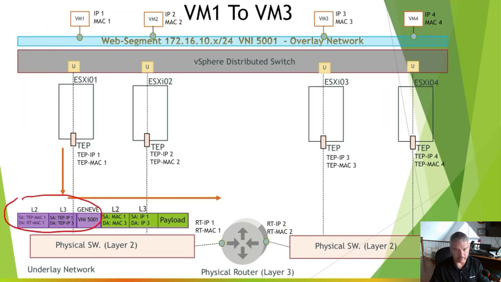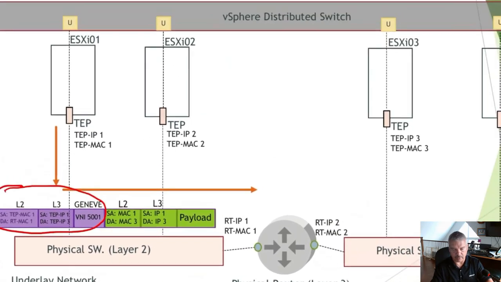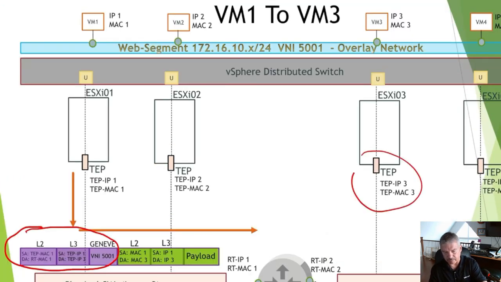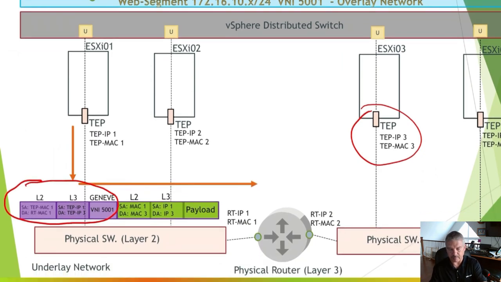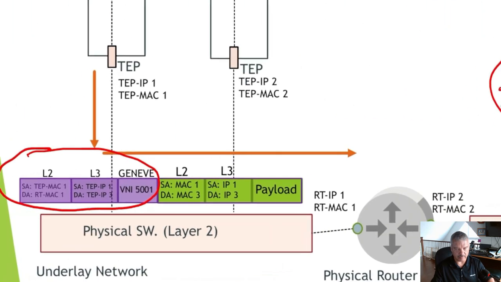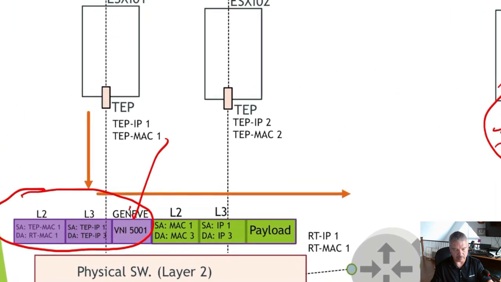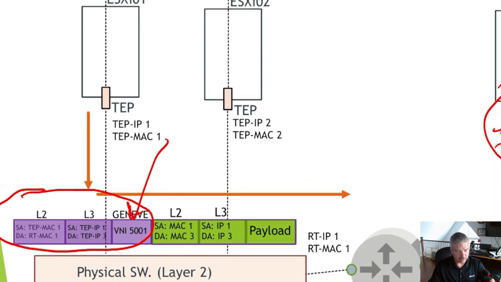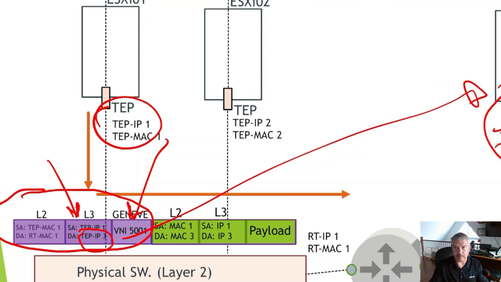Here we see the Geneve header. Very similar to what we saw before, but the TEP we're sending it to now is TEP 3 over here. Notice TEP 3 has a TEP IP and a MAC address of TEP MAC 3. If I look at the Geneve information, the VNI is 5001, and I see the layer 3 information: the source TEP is TEP 1, and the destination TEP is TEP 3, which is way over here. That's going to stay the same. Those are the source and destination TEPs.